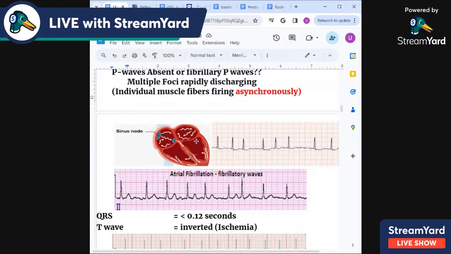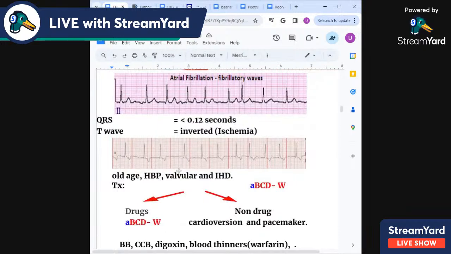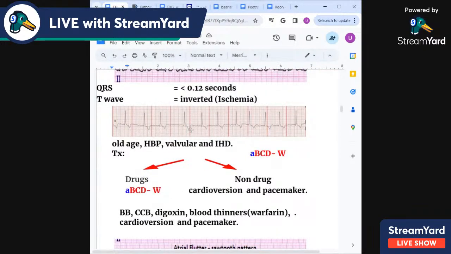The QRS is narrow in atrial fibrillation, and the P rate is 360 to 600. A complication of atrial fibrillation is ventricular tachycardia. Also, in atrial fibrillation mural thrombus formation occurs, which may dislodge and damage other organs, especially causing a stroke. So the treatment for the mural thrombus in atrial fibrillation is warfarin. And T waves are also inverted in atrial fibrillation because of ischemia.